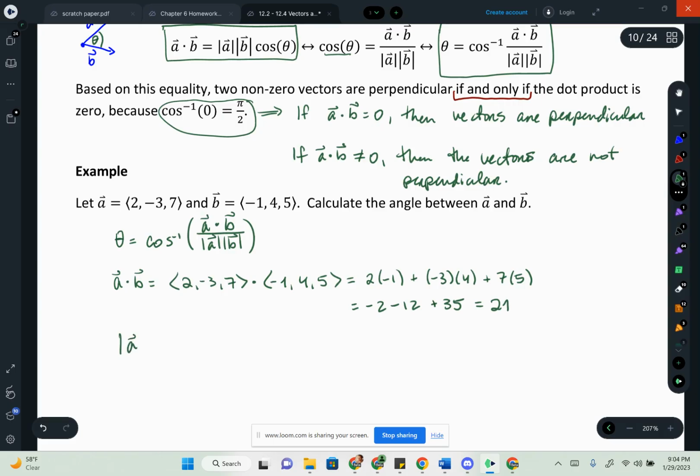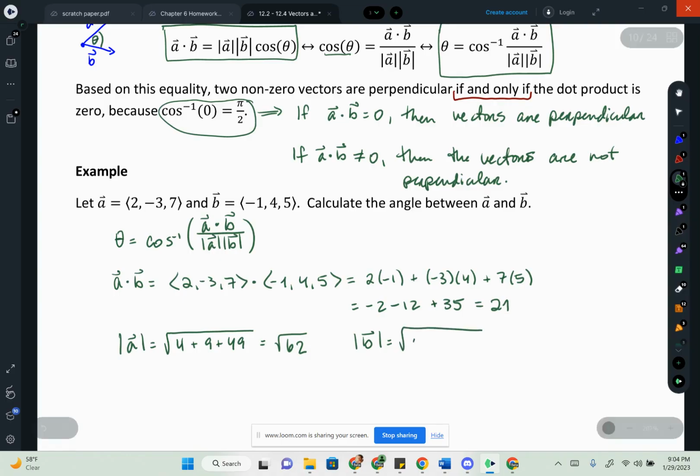Then I need to find the magnitude of A, which is going to be the square root of the sum of squares. So it'll be the square root of 4 plus 9 plus 49, which is going to give me 62, square root of 62. The last piece is the magnitude of B, which will be, again, the square root of the sum of squares. So we have the square root of 1 plus 16 plus 25, which is going to give me 42, square root of 42. Did I get that right? Yeah, I think so.